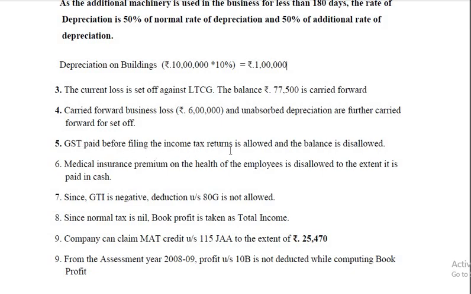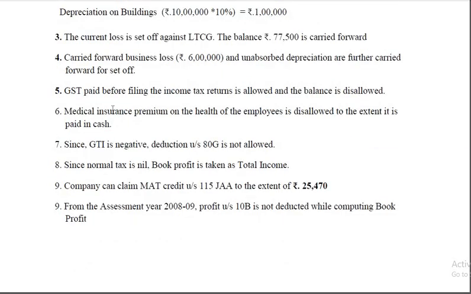GST paid before filing the income tax returns is allowed and the balance is disallowed. Medical insurance premium on the health of the employees is disallowed to the extent it is paid in cash, whereas balance of premium is very much allowed. Since GST is negative, deduction under section 80G is not allowed. Since the normal tax is nil, book profit is taken as total income. Company can claim MAT credit under section 115JAA to the extent of rupees 25,470, already you have calculated.